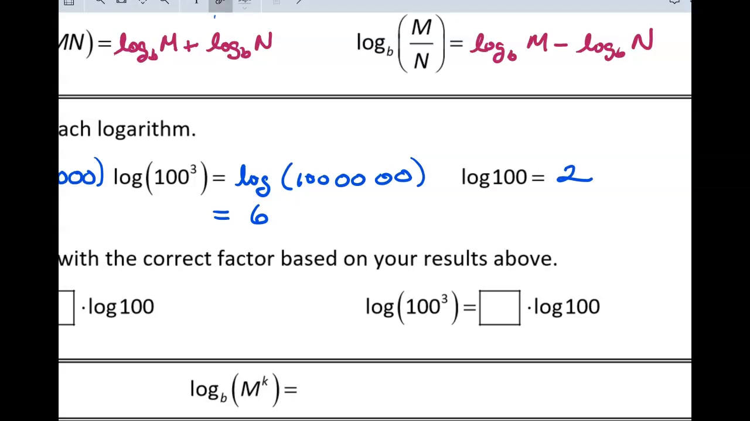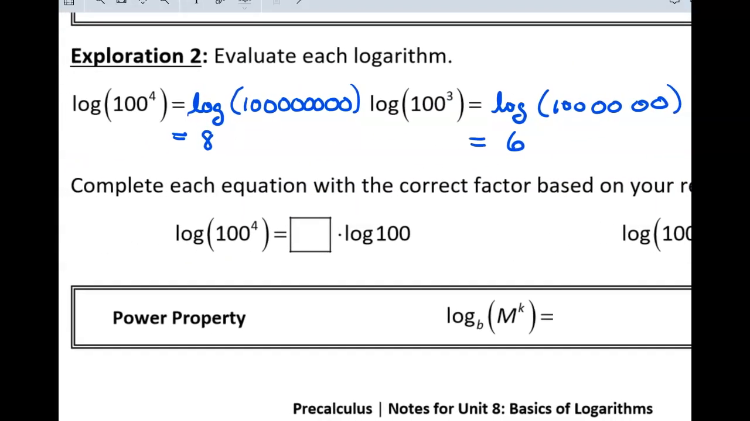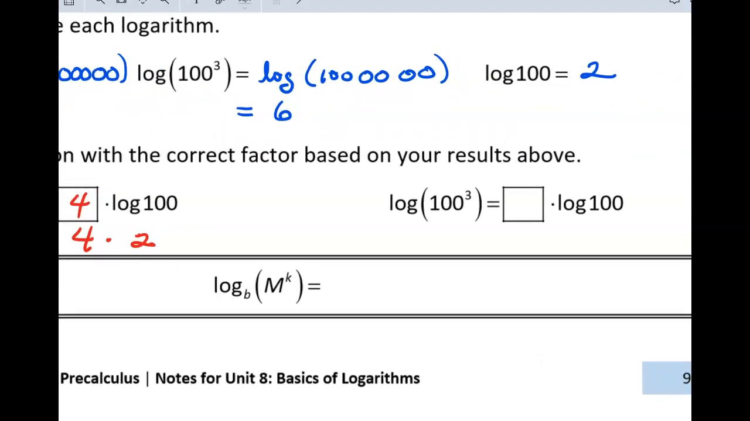All right, let's put those in some statements that relate these logs together. The log base 10 of 100 raised to the 4th power was 8, and the log base 10 of 100 is 2. So I think we can argue that we need times 4 there. And the log base 10 of 100 cubed is 6. Log of 100 is 2, so we need a times 3 there.